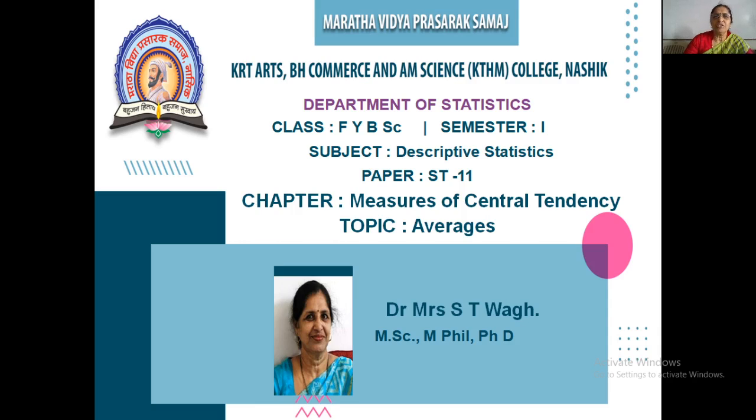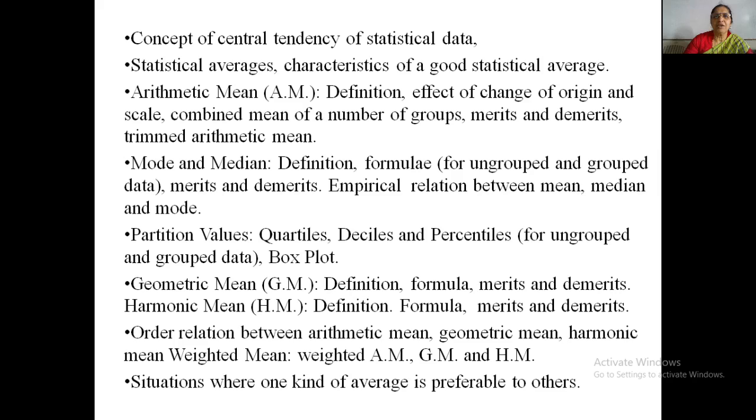So the point of concentration of data is nothing but what we call measures of central tendency. So in this lecture we are going to discuss what we mean by central tendency of data. The central tendency of the data is nothing but average. That average can be either arithmetic mean, mode, median, or geometric mean, or harmonic mean, or weighted mean. So we will discuss the various types of averages.